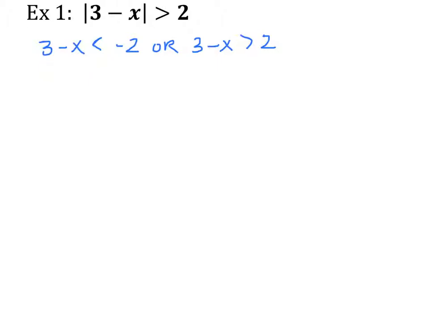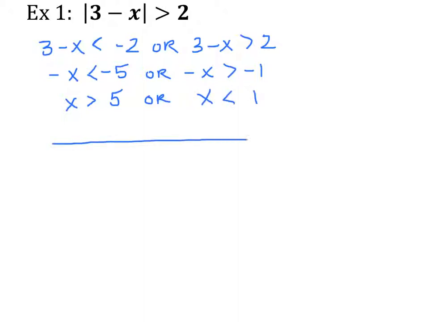Alright, so we will solve these by subtracting 3. And we need to make our variables positive, so we will multiply by a negative. And when we do that, this symbol needs to flip. Now what we should have when we're done with this is a graph that is pointing opposite directions.